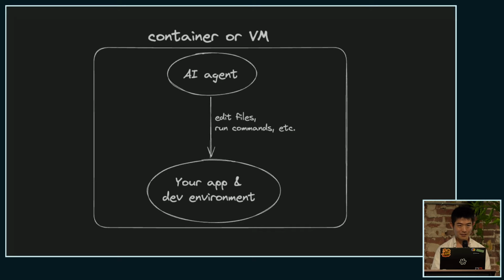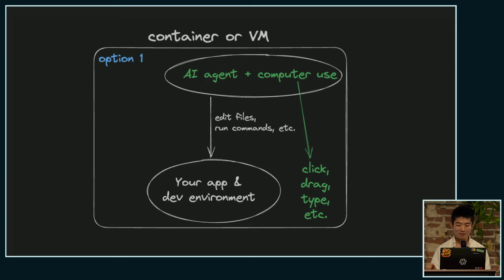One option is like this. You can modify the code of the AI coding agent itself and then add the capabilities of computer use to it directly so that it's able to, as I said, click things, drag things, type things so that it can write and test code all on its own. This sounds fine, but there are a couple of issues with it.